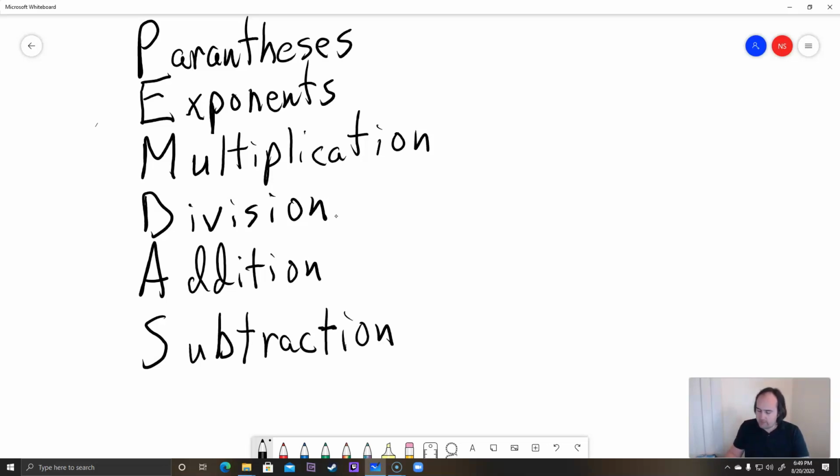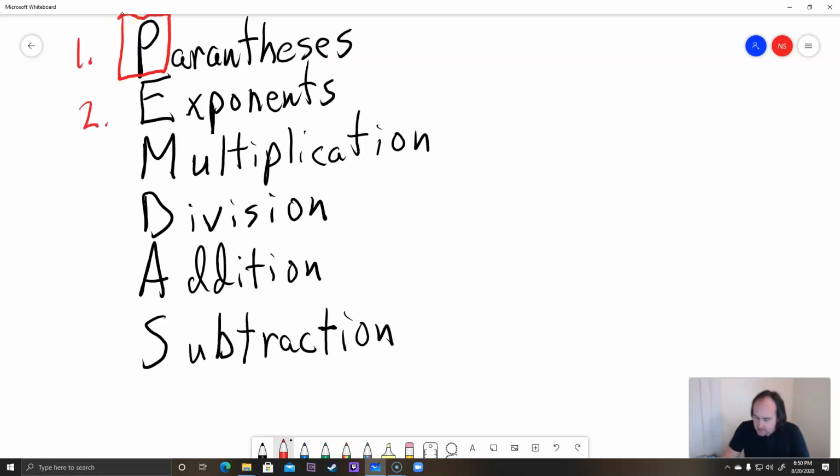All right. So PEMDAS stands for parentheses, exponents, multiplication, division, addition, subtraction. And a lot of people think that there's actually 6 steps here because there's 6 letters. However, that's incorrect. There's actually only 4 steps to PEMDAS. And let me talk about that now. So there's 4 steps.